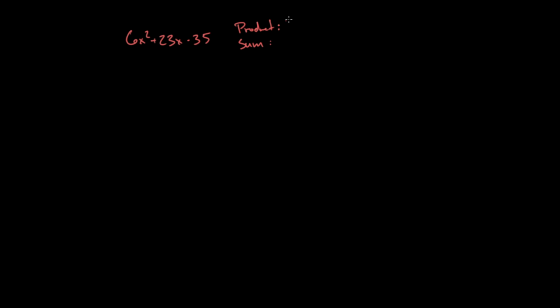So my sum in this case is easy. It's 23. This coefficient here on my x term is 23, and my product I do a little bit of work to find. It's going to be my 6 and negative 35, those multiplied together. So when I multiply those together, what I get is negative 210. I hope. 6 times 35, that's 70 times... yeah, okay, that checks out. So here's what I'm trying to do now. I'm trying to think of numbers that multiply to be negative 210 and add to be 23.